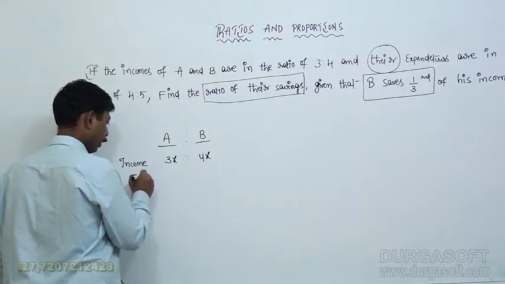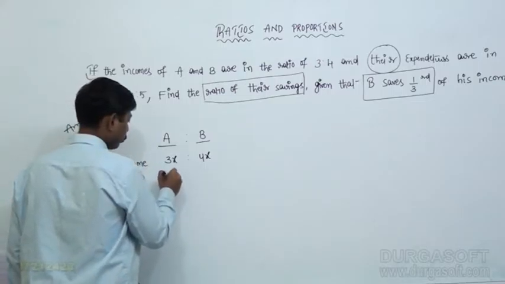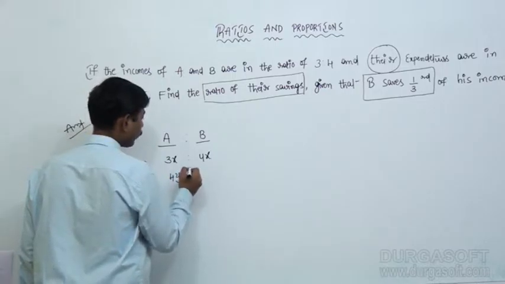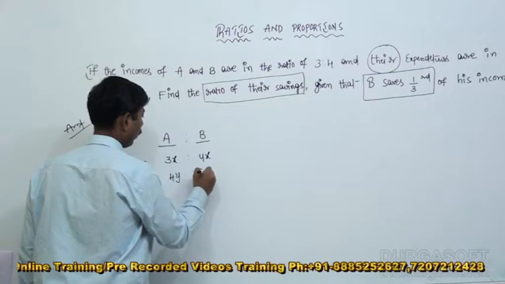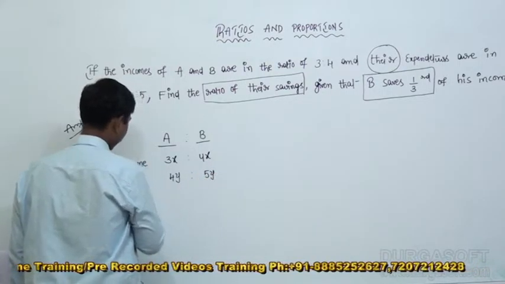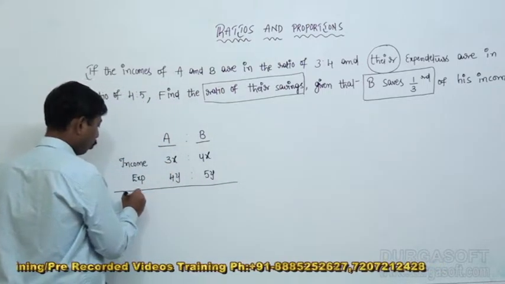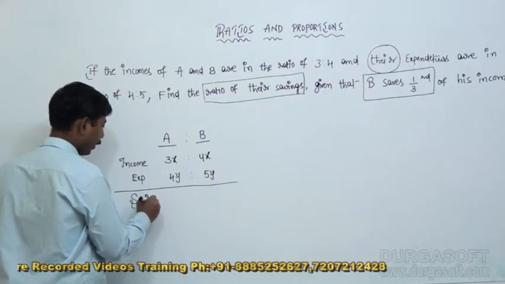Expenditure ratios of A and B, we also got it here, that is 4:5. Expenditure of A would be 4y, let it be, and expenditure of B would be 5y. Already we came to know, when we talk about savings of A and B, how do we go ahead for finding the savings of A and B?